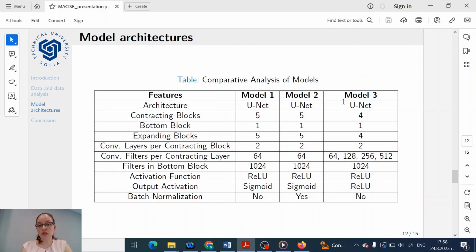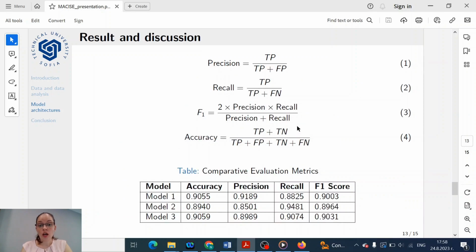For the first and third model, we didn't use the batch normalization, but if we use the batch normalization, which means model number 2, we have the higher recall of the system.